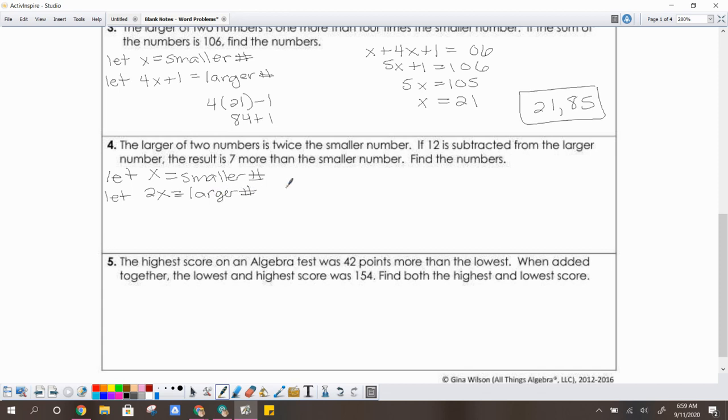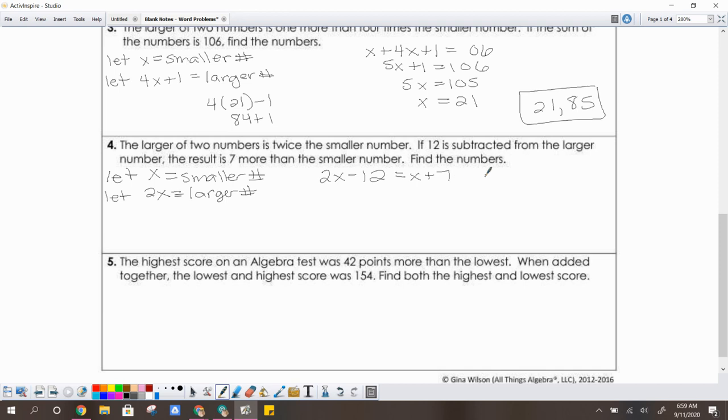So now we have that part figured out. So let's keep reading the problem. It says if 12 is subtracted from our larger number, the result is 7 more than the smaller number. So what we're doing is we're taking 12 and subtracting it from our larger number, which is 2x. So 2x minus 12. And then that equals 7 more than the smaller number. So the smaller number plus 7.